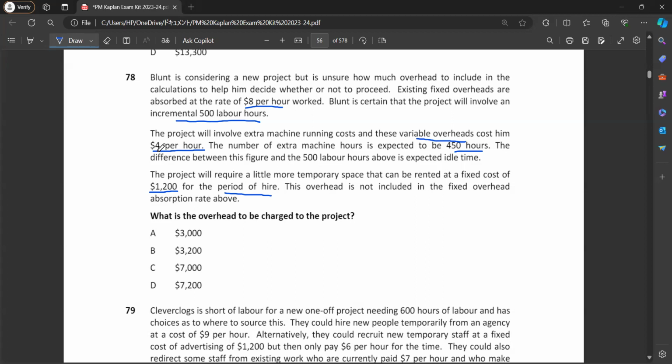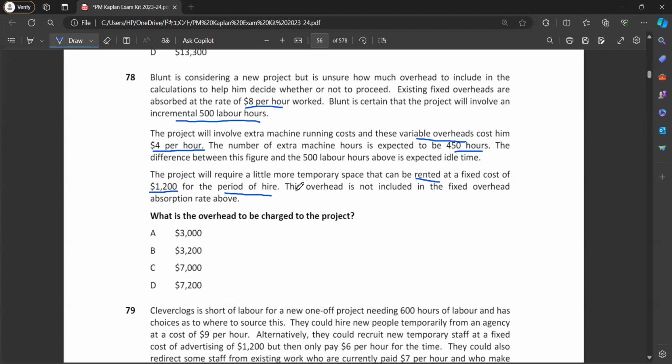Next, apart from that, we see the project will require a little more temporary space that can be rented. So they now have to spend on rent at a fixed cost of 1,200 for the period of hire. Done. So we see that there are two costs as of now. We see that fixed overheads are also given, but they are absorbed. That's a book adjustment. There is no future incremental cash flow on account of fixed overheads. So that should not be taken.